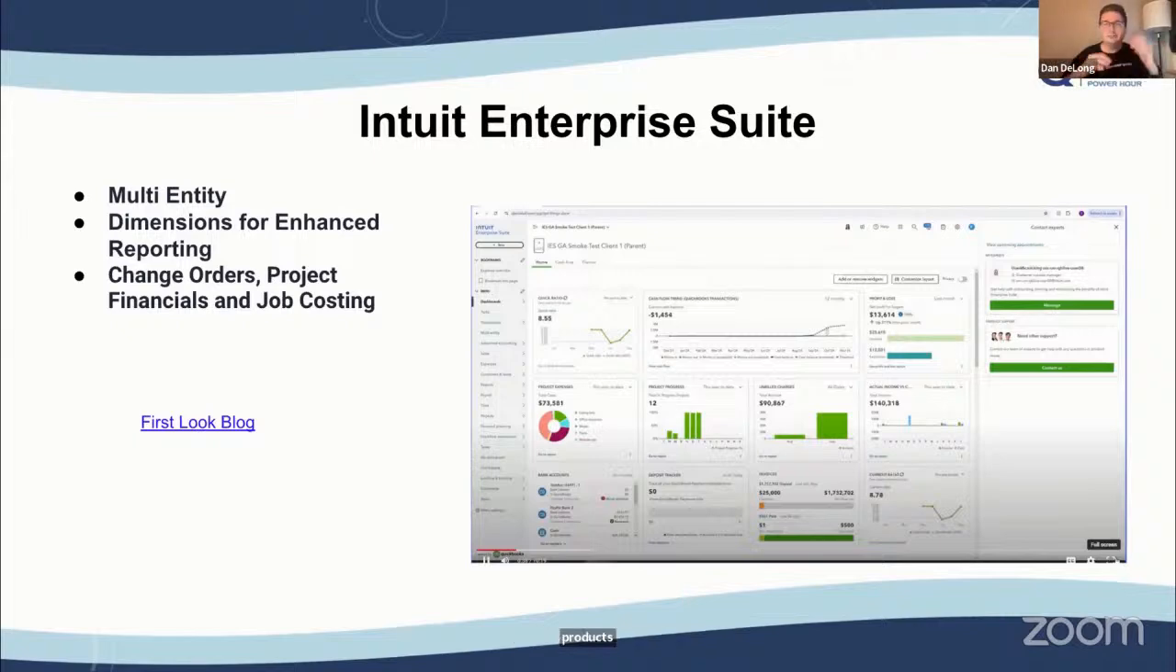There's a user count. There's no matrix that you can put on a website to say, hey, this is how much Intuit Enterprise Suite is going to cost you. But there are 3 main feature buckets, I think, is where Intuit Enterprise Suite is going: multiple entities, additional dimensions, which is a brand new concept, and change orders as an actual transaction. I do have a link there for my first look at Intuit Enterprise Suite. You can take a look at that blog.